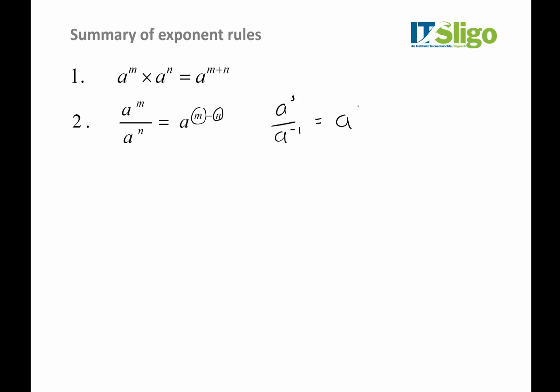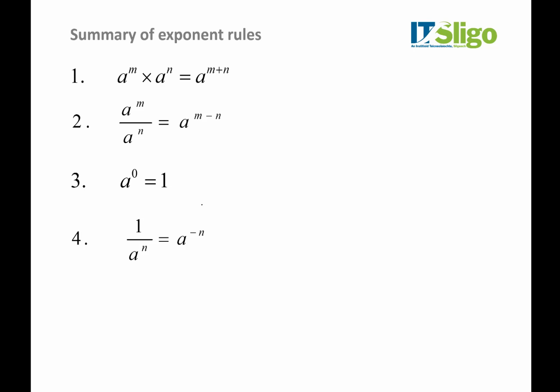It's always good practice to write it out. Top power minus the lower power. And that's going to give us a to the power of 4. So watch for that one, guys. That's one that'll trip you up. Anything to the power of 0 is 1. And then we have the 1.